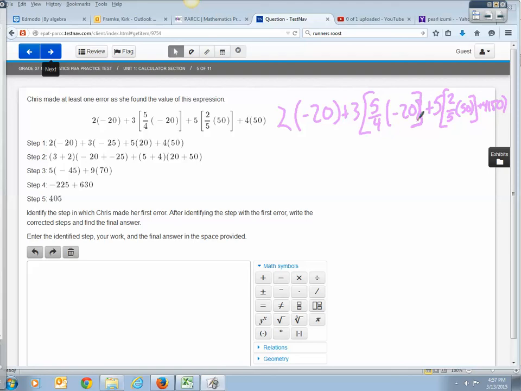So, 4/5 times 20. Well, what goes into 4 and 20? You can cross-reduce first. It's the easiest way to do this. So 4 goes into negative 20 negative 5 times. So we get negative 25 here, because 5 times negative 5 is negative 25. 5 divided by 5 is 1. 50 divided by 5 is 10, so we get 20 here.